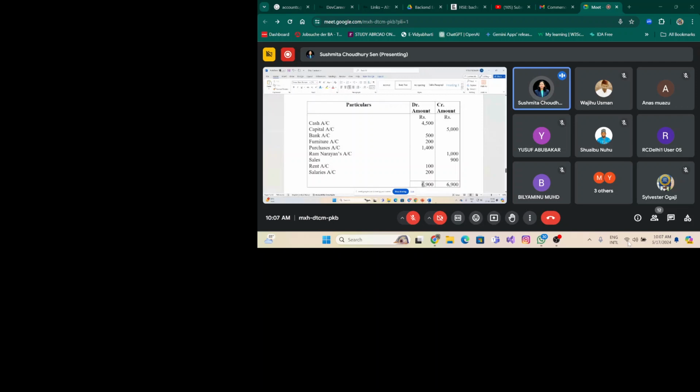you need to find where the mismatch is or where the missing data is. This is the format of the preparation of trial balance. And if you have any question, I hope it is clear to everybody.